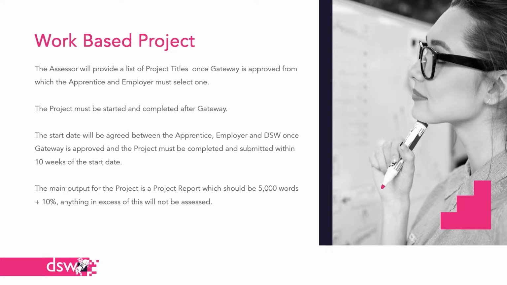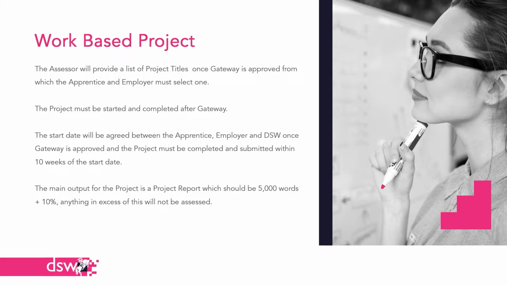The apprenticeship training provider must confirm the chosen project title and start date for the project within 2 weeks of receiving the list of titles from DSW. The project must be started and completed after Gateway. The start date will be agreed by the employer, apprentice and DSW, which will trigger the start of the 16 weeks endpoint assessment period. The project must be completed and submitted within 10 weeks of the start date, or it will be marked as a fail.